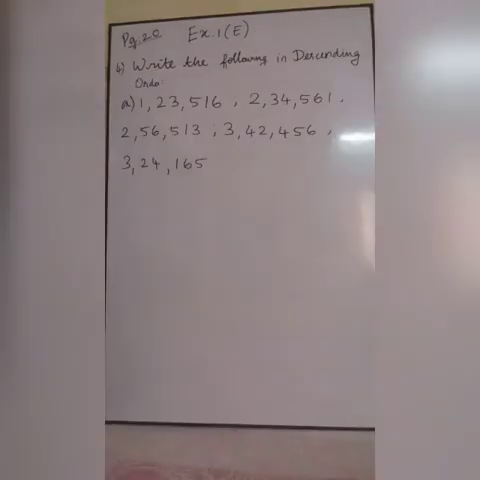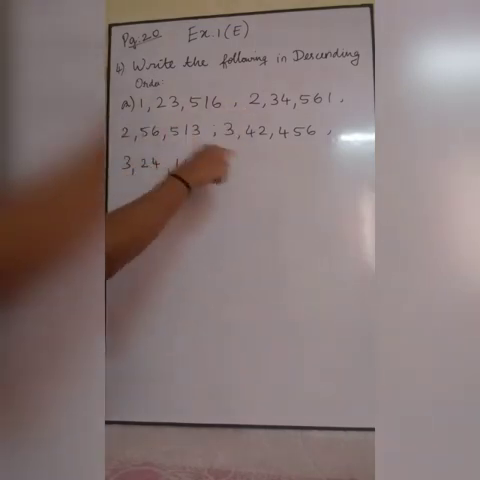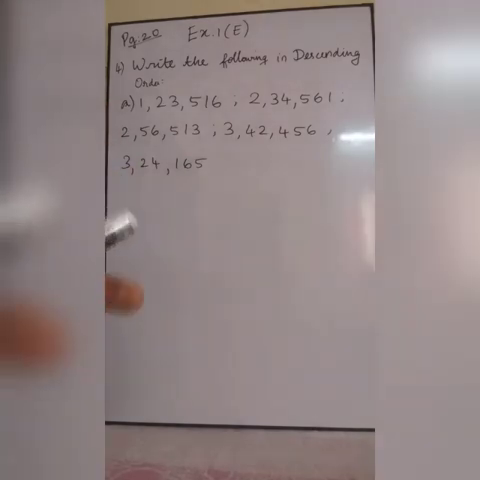Next is your fourth question. What is the fourth question? Write the following in descending order. Descending order means big to small. Whenever they ask you for ascending order, you should write from small to big. Whenever they ask you for descending order, you should write from big to small. So these are the 5 numbers. We have to arrange them in descending order.